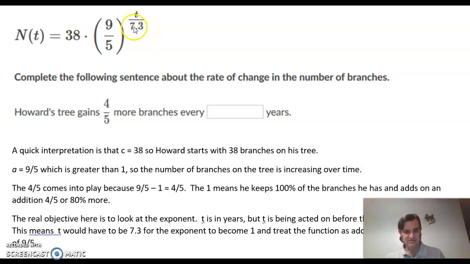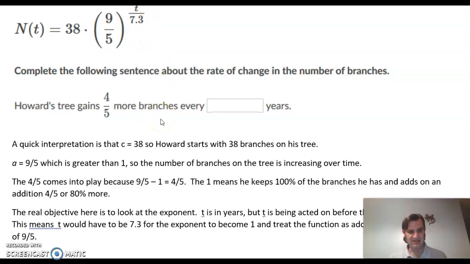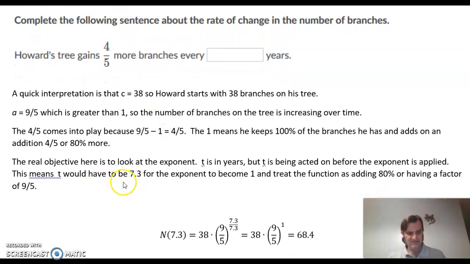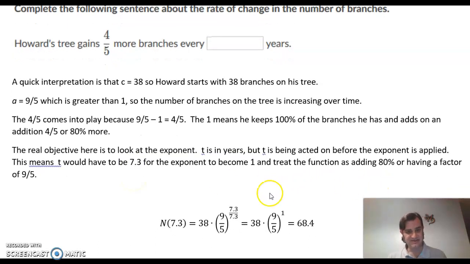So what we need to do is plug in something that would make this 1. And the only thing you could plug in for T that would make T over 7.3 equal 1 would be 7.3. So basically, if we plugged in 7.3, we would get that. So Howard's tree gains 4/5, or 80%, more branches every 7.3 years. Or gains 80%, however you want to perceive that.